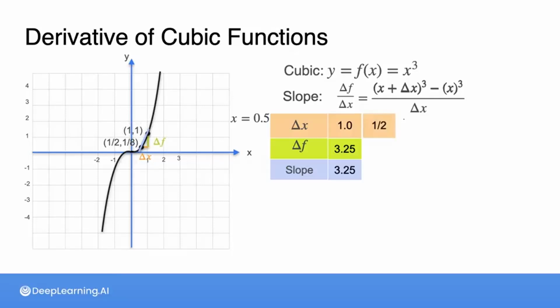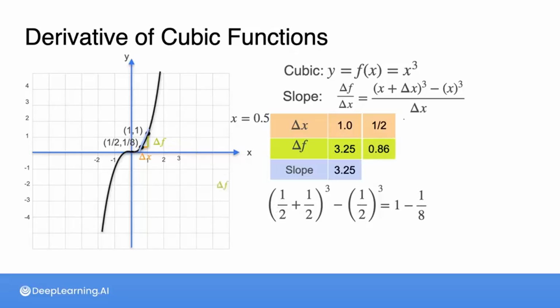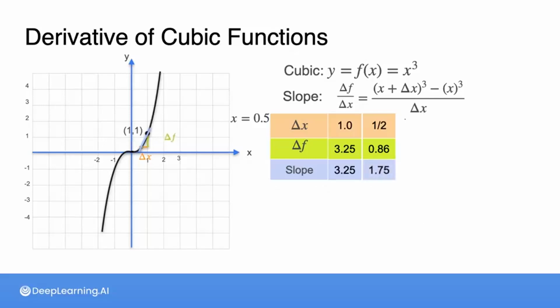So x plus delta x cubed is 1/2 plus 1/2 cubed, which is 1, minus 1/2 cubed, which is 1/8. So we have 7/8, which is 0.86. And the slope is 0.86 divided by 1/2, which is precisely 1.75. Now let's go even smaller. Let's go for 1/4.